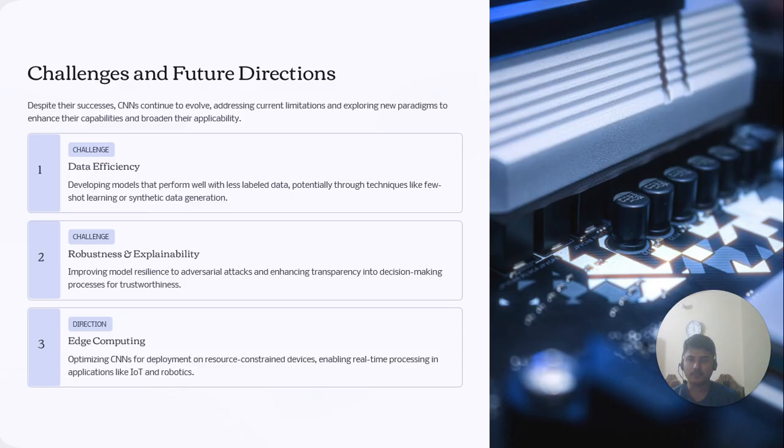Even though CNNs are very successful, there are still some challenges we discussed, and there are some future improvements we can make. One challenge is data efficiency, because CNNs usually need a lot of labeled data, as we discussed. So researchers are trying to make models work well with less data. Another challenge is robustness and explainability. The goal is to make CNNs more secure and easier to understand, so we can trust their decisions.